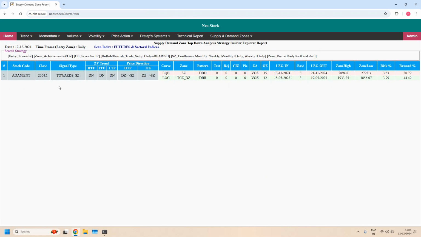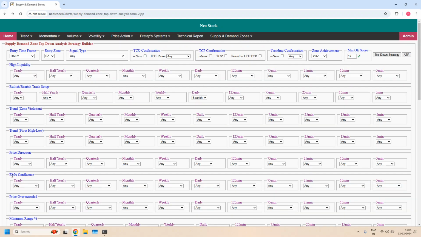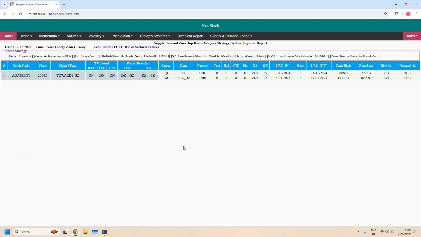And if this stock is having monthly EMA confluence, because daily and weekly are part of monthly, this is an even more high probability trade setup. Let's verify. In the EMA confluence, monthly time frame, the monthly supply zone having monthly EMA confluence filter is enabled, and the stock is an even more high probability trade setup, this daily supply zone.